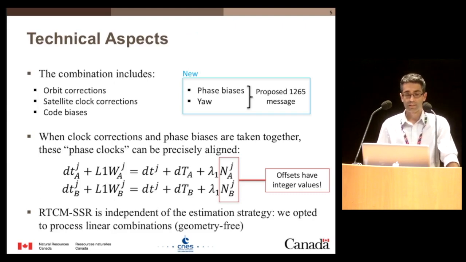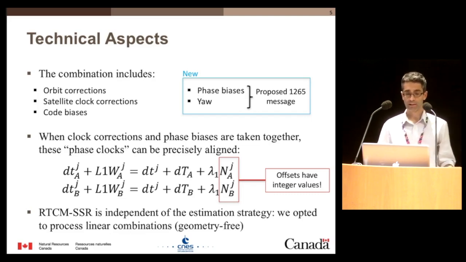Now, a few notes on the technical aspects. So far, I've been talking about a clock combination, but in fact, it's more than a clock combination. We need to combine orbit corrections, satellite clock corrections, code biases, and really the new part of this work here is the combination of the content of the proposed 1265 phase bias message, which contains the phase biases and the yaw information.